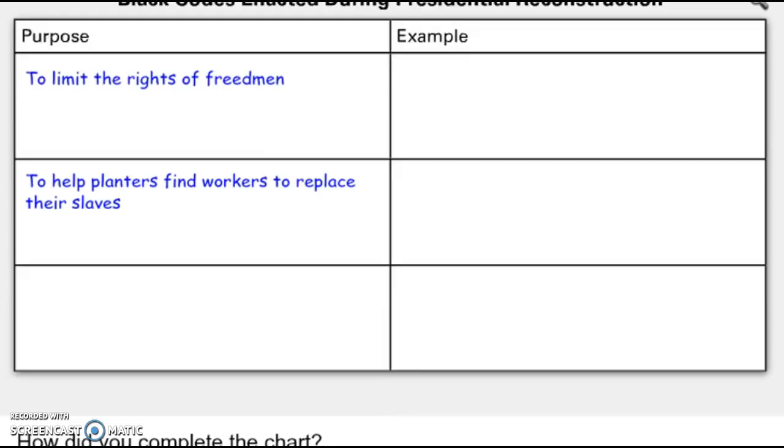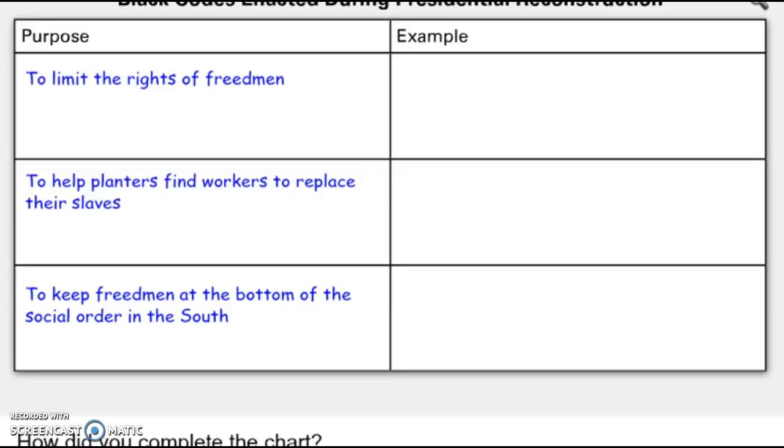Number 3. Complete the chart to show how new Southern states limited African Americans in the South. The purpose of black codes, the first one was to limit the rights of freedmen. The second was to help planters find workers to replace their slaves. And the third was to keep freedmen at the bottom of the social order in the South.